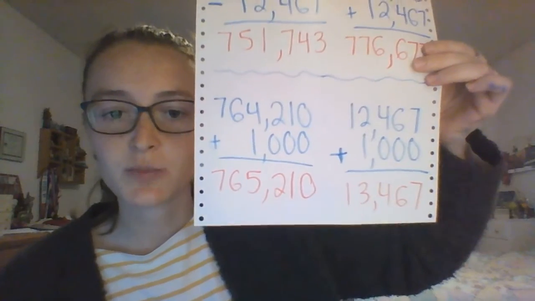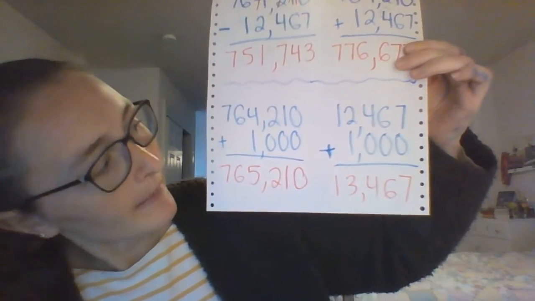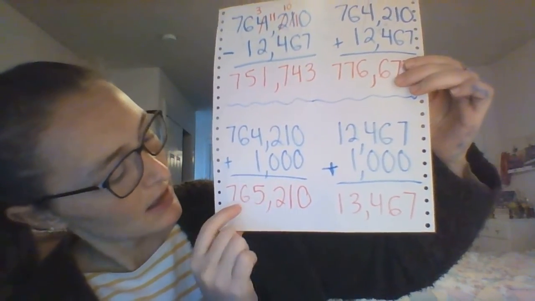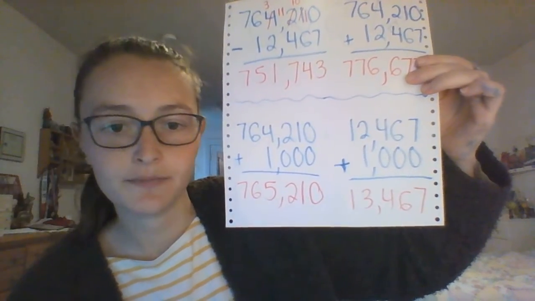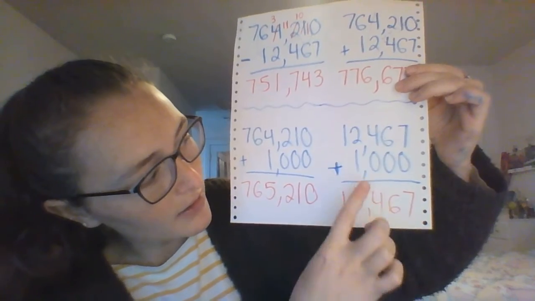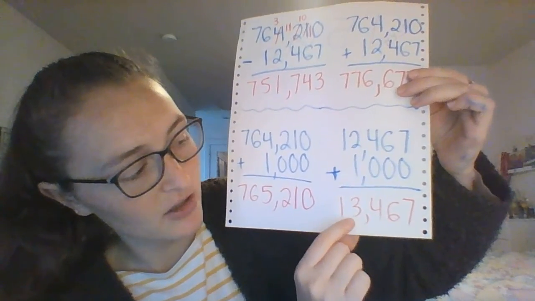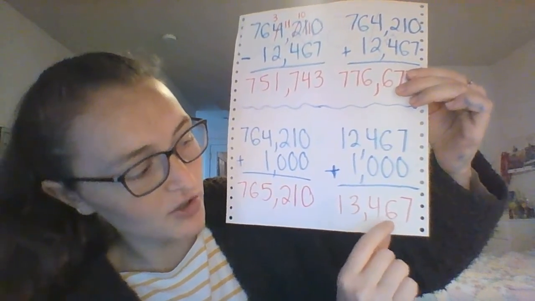So that addition was pretty straightforward. Our biggest number plus 1,000 is 765,210. And our smallest number plus 1,000 is 13,467.